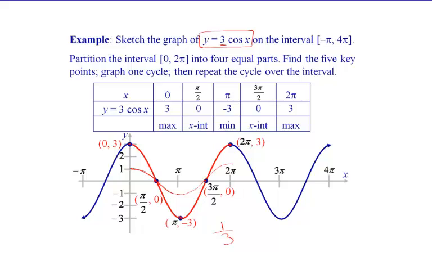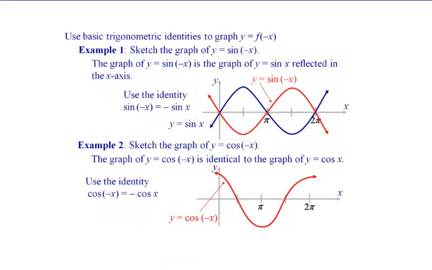So instead of coming up with a table of values, which I shouldn't have to do at this point, I should be able to start from the graph of my parent function and recognize that the 3 in front of the cosine function means that my maximums and minimums are going to be 3 units away from that horizontal axis. So I want you to be able to make changes on the known graph of the parent function. It's why I want you to know the graphs of your parent functions.